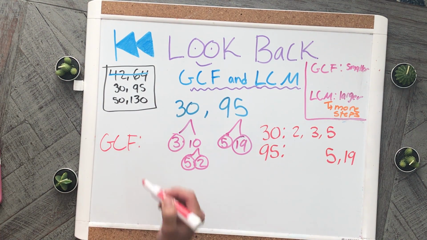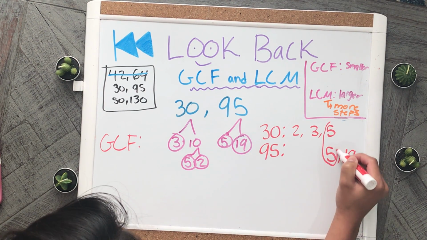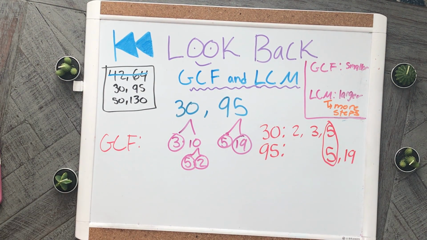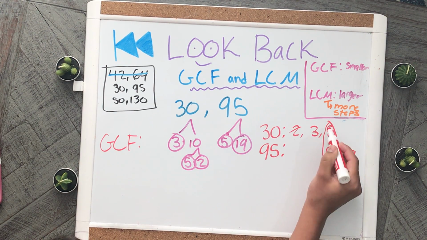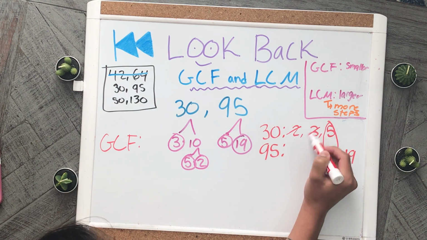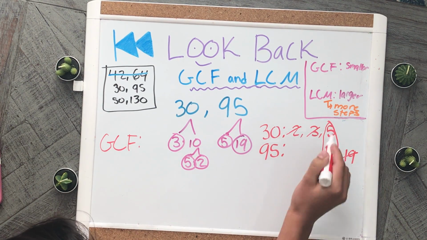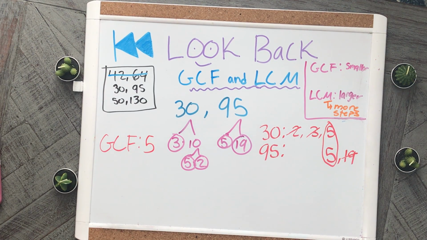Okay, greatest common factor is we just look at what is common, okay? 5 is all we have in common. We cannot multiply what we have in common times what is not in common. So 2 is not in common with us, 3 is not, 19 is not. We only have 5 in common, okay? So that is the greatest common factor of 30 and 95.